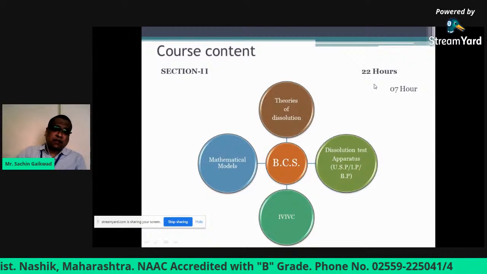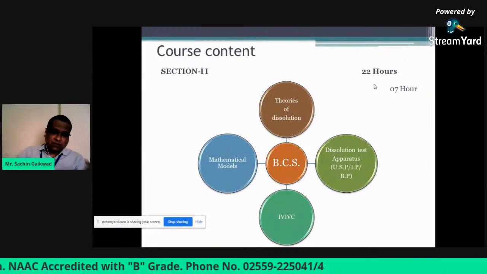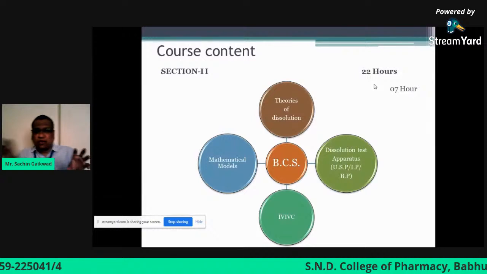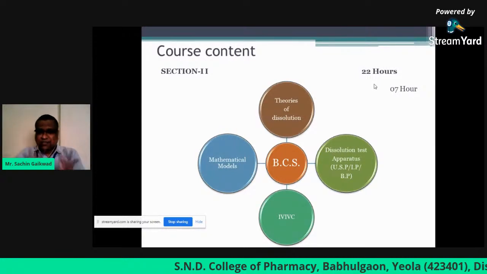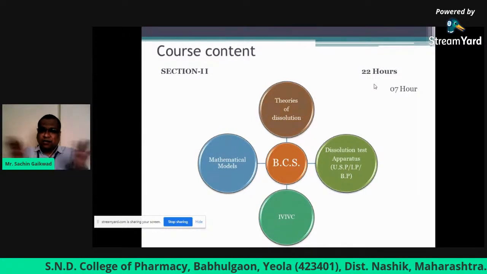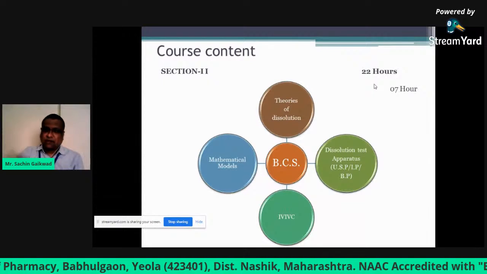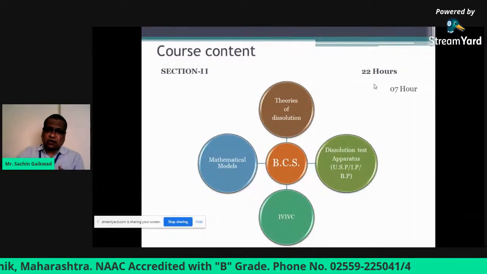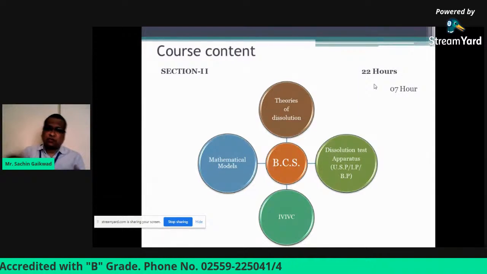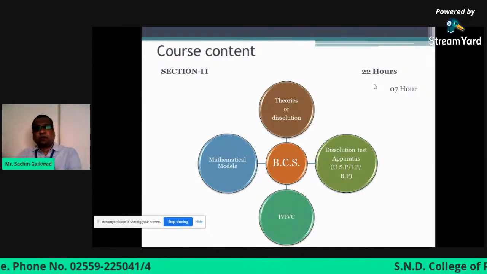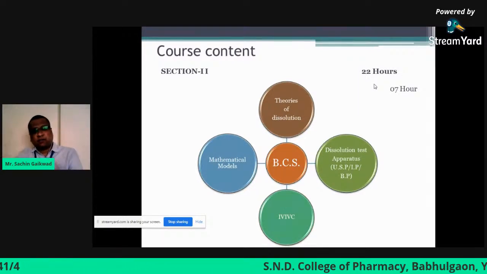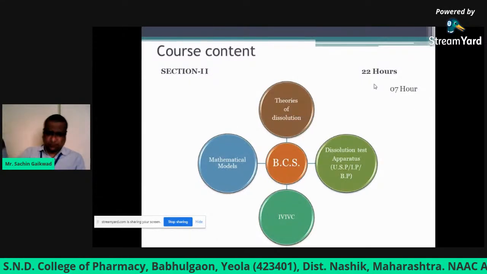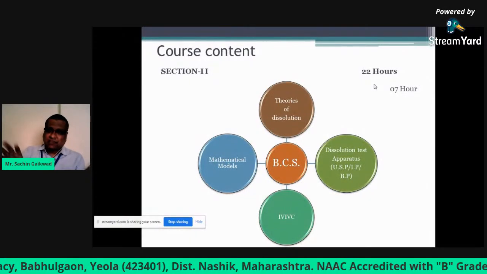Afterwards, the mathematical models. Many times students get confused between the dissolution apparatus and dissolution models. These two things are completely different from each other. Whenever in the exam a question arises to write down the dissolution models, students easily write the basket apparatus, paddle apparatus, flow through cell, reciprocating cylinder, and so on. But that is a wrong answer.